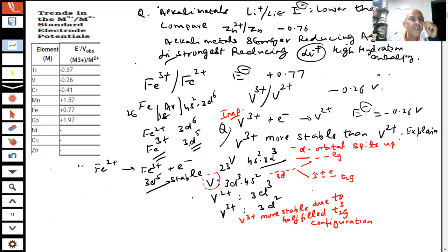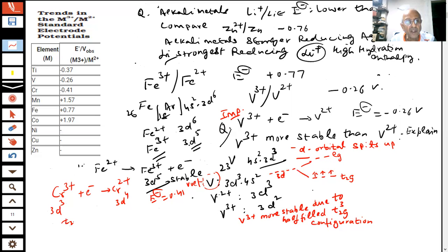Now I am coming to chromium 3 plus to chromium 2 plus. What is the value? Minus 0.41 volt. What is the configuration of chromium 2 plus and 3 plus? Chromium is 4s1 3d5. So 2 plus will be 3d4 and 3 plus will be 3d3. Here, what is happening, students? Which is going to be more stable?